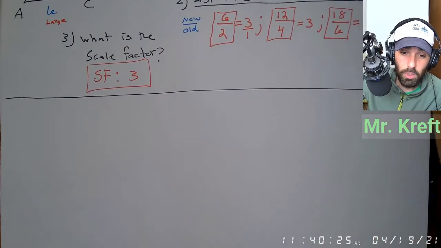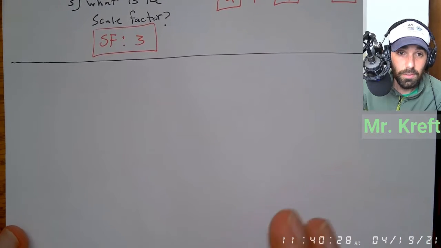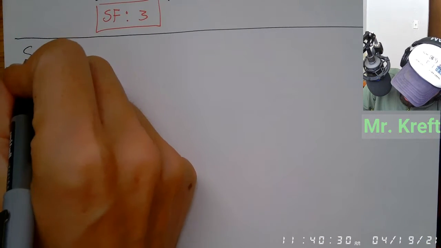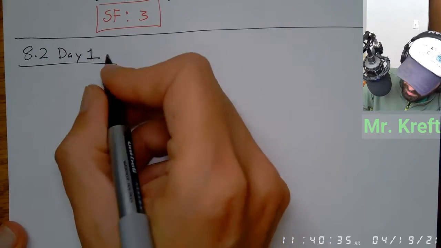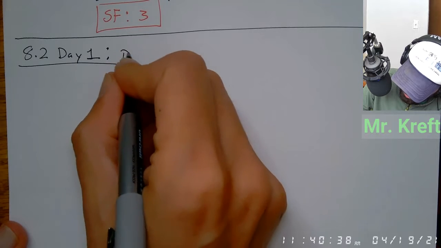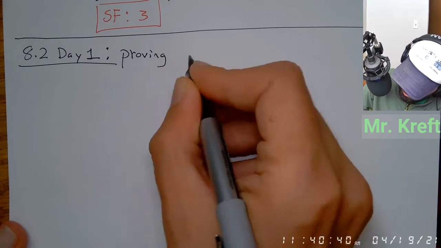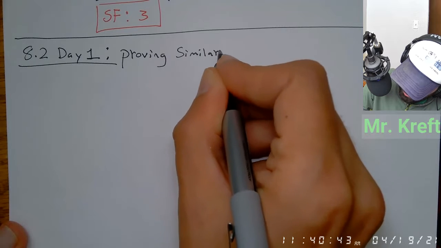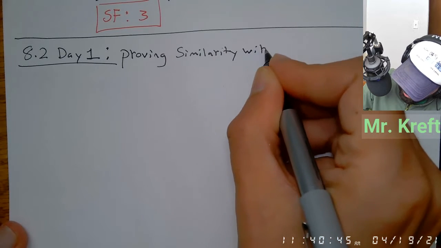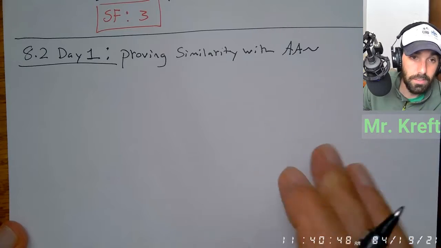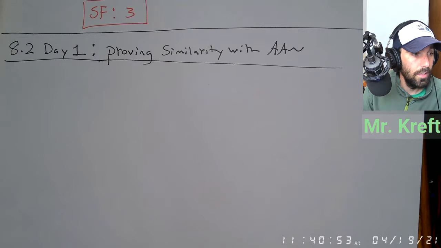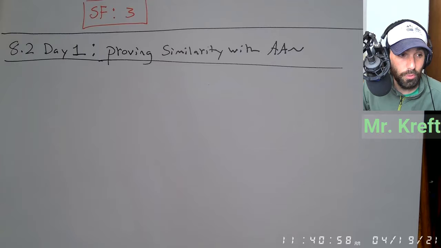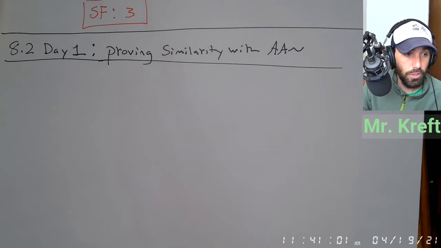All right, so today we're going to be taking similarity to the next step. So we're doing 8.2. We're going to spend 2 days on this. Okay? So we're going to be proving similarity with AA similarity. Okay, so that's what we're going to be doing today. And let me go ahead and open up my notes here so I know what to do. So AA similarity.